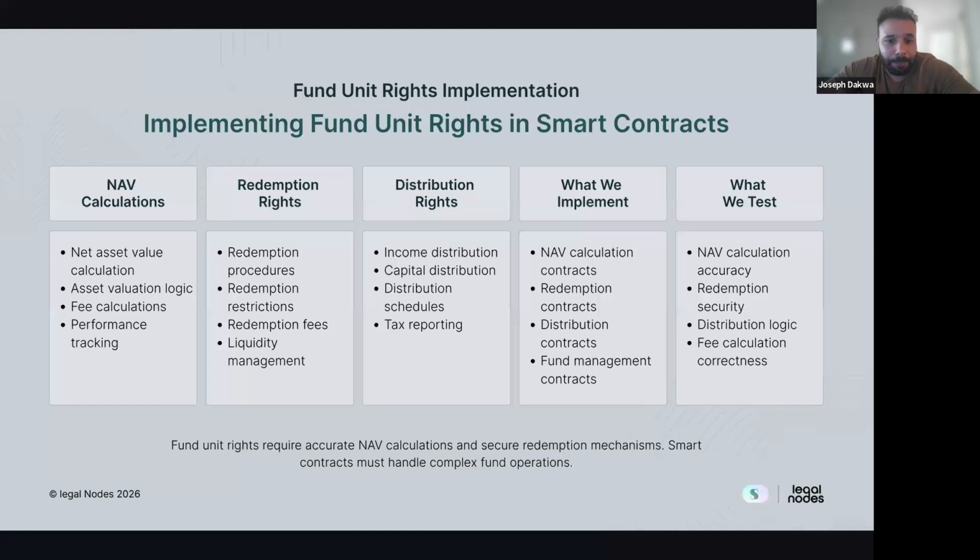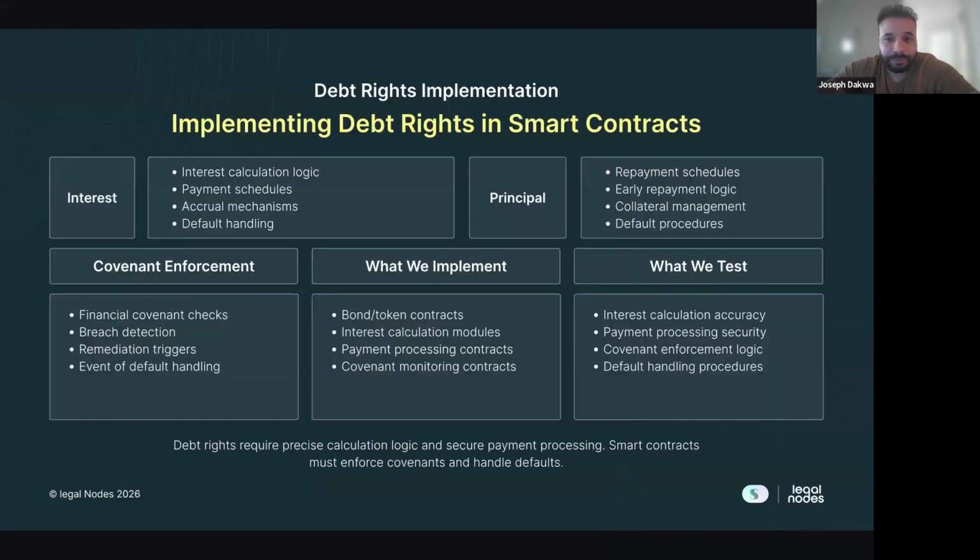So implement bond and token. Sorry, Iryna. Yeah, perfect. Thanks. So what we implement is bond and token contracts, interest calculation modules, payment processing contracts, similar to distribution contracts, and covenant monitoring contracts. And we test the calculation, basically, just to make sure that the expected behavior is what we get as an outcome, basically.